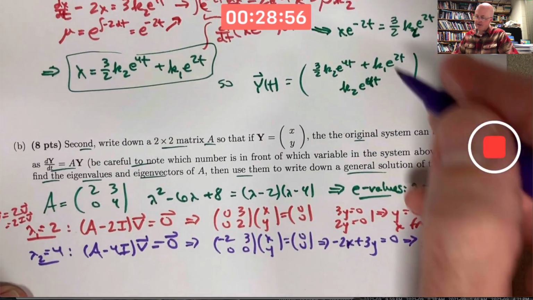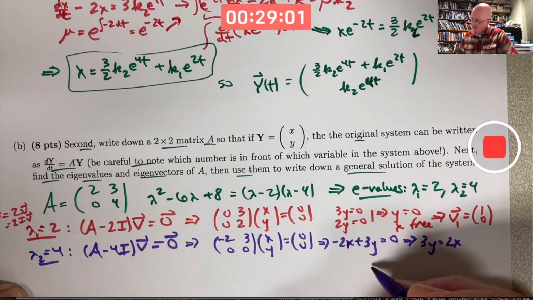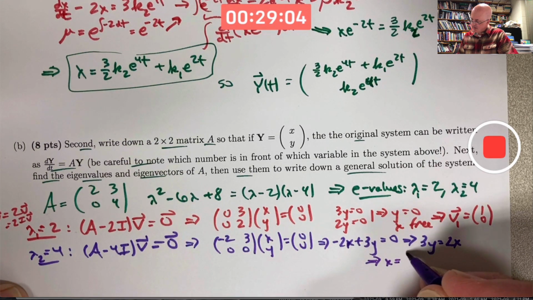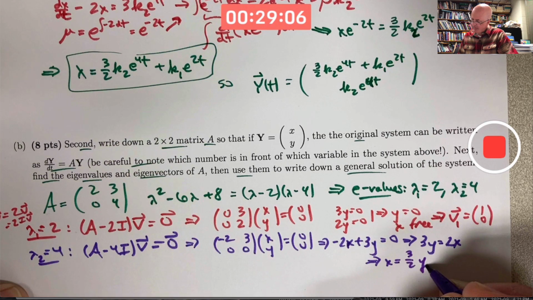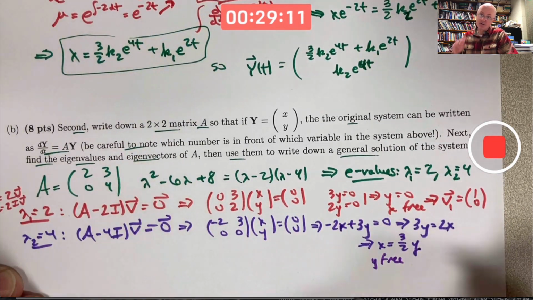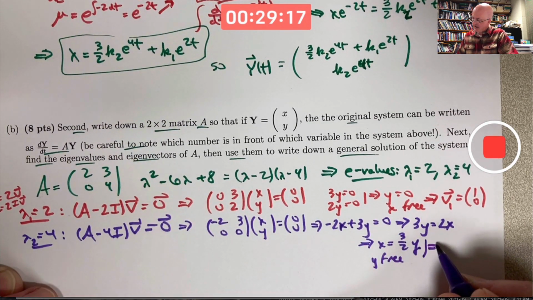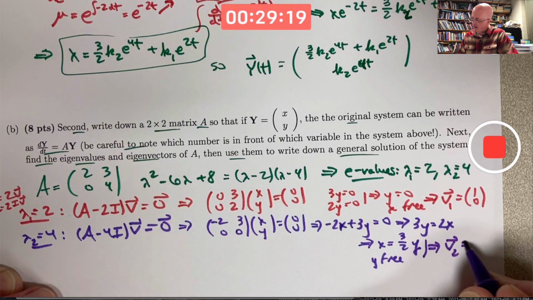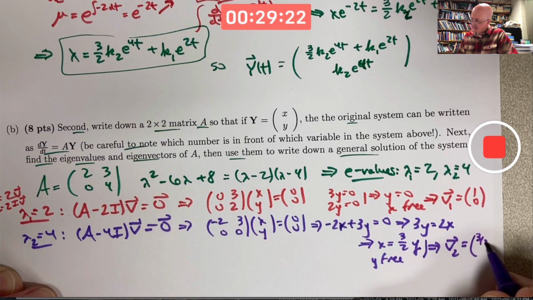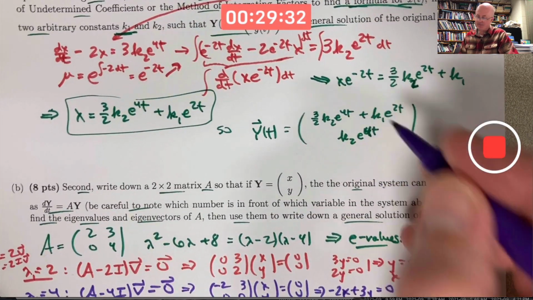Let's see, if I want to try to make it match this one, I should maybe divide both sides by 2 and say x equals 3/2 y. And what I can do is think of y as free. You could also think of x as free, but if I think of y as free, then x is 3/2 y, and I could, for example, take y to be 1 and x to be 3/2. I could also take, to avoid fractions, y to be 2 and x to be 3. That would be fine as well, but doing 3/2 and 1 will help us match this one.